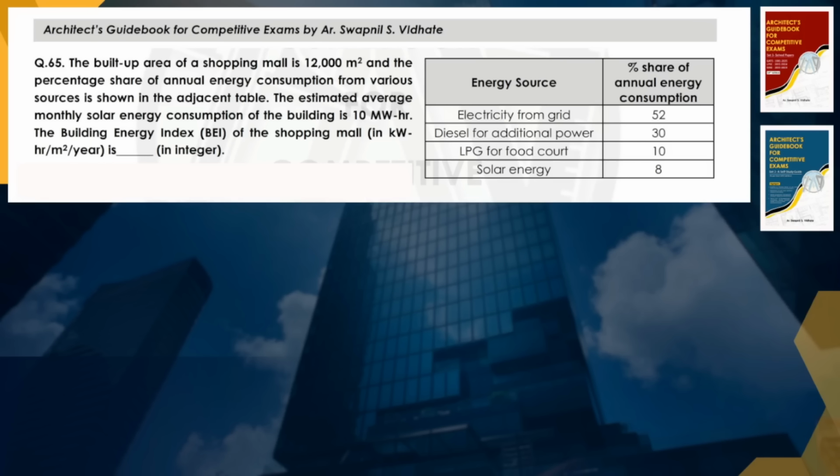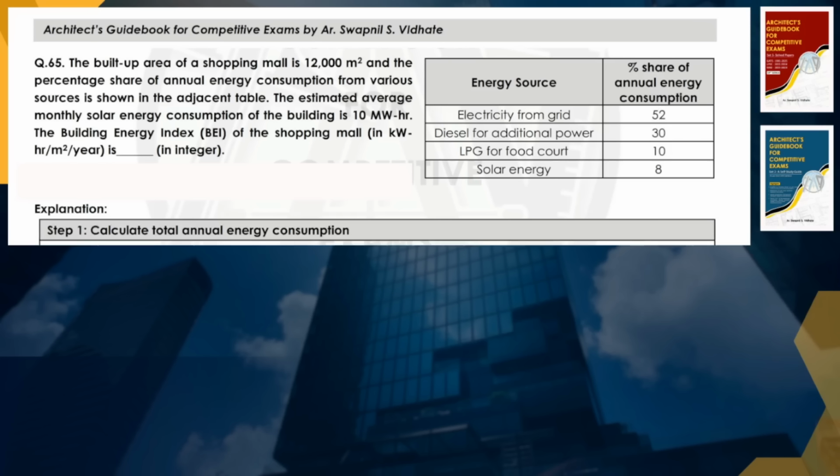In the first column they have provided the energy source and the percentage share of annual energy consumption. Like electricity from the grid is 52%, the diesel for the additional power is 30%, LPG for the food court is 10% of the annual energy, and solar energy is 8% of the total share of the annual energy consumption.